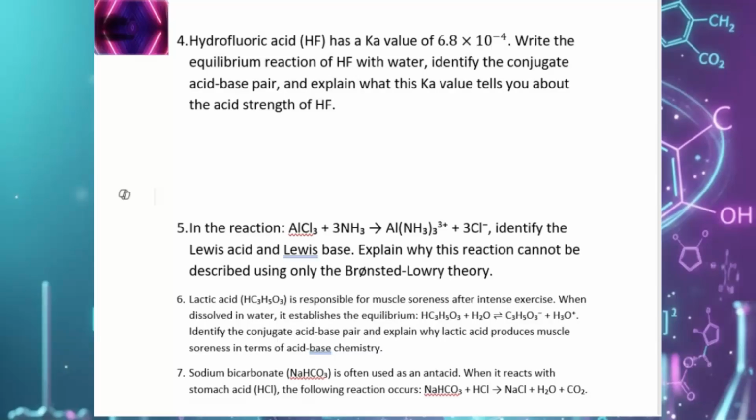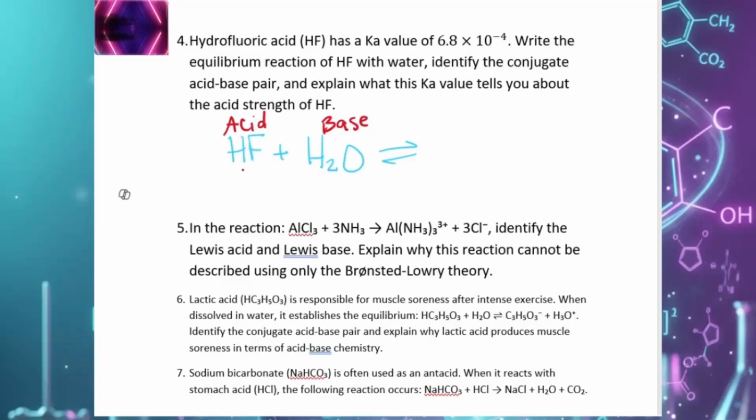For number 4, because they told you you have HF with water, put those two together. So you've got HF plus water. And remember, they said that equilibrium is just like this. Now, let's see if you can remember from what we did previously. Let's identify what we've got. We know that HF is an acid, and we know that water is a base.